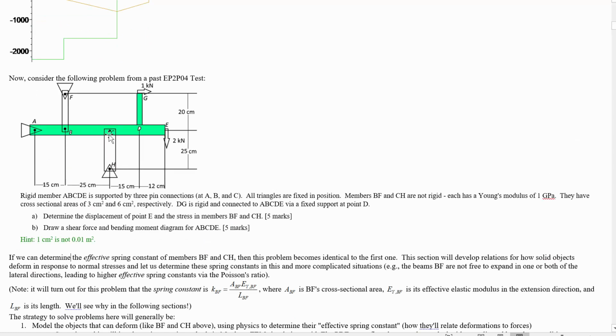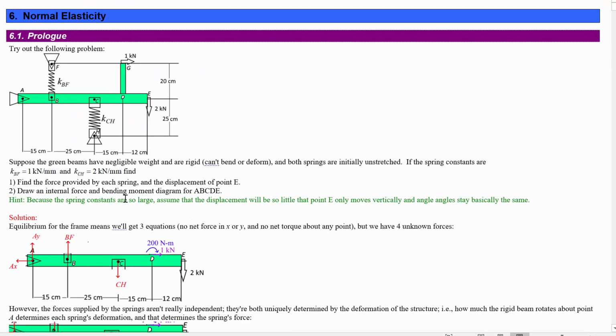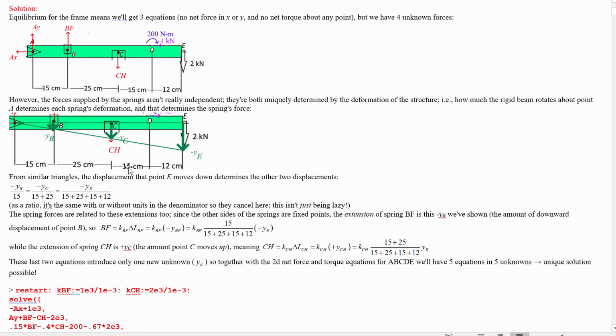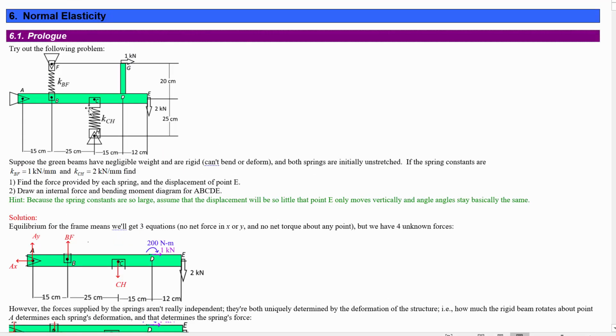For this sort of thing, what's the spring constant of this? And then once we've got that, we're going to set up a problem just like this, which is really similar to the kinds of problems we were setting up last week with statics, but with the added complication of dealing with geometry to relate the displacement of one point to the displacement of the other point.